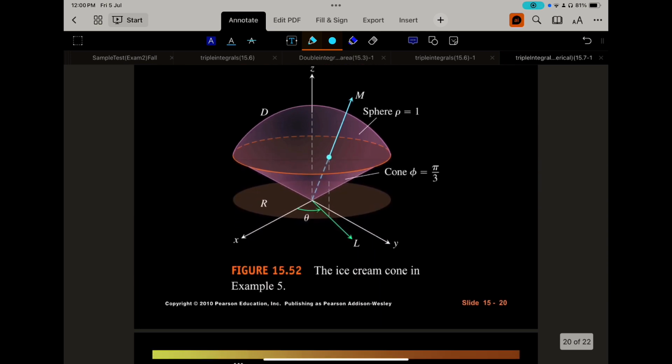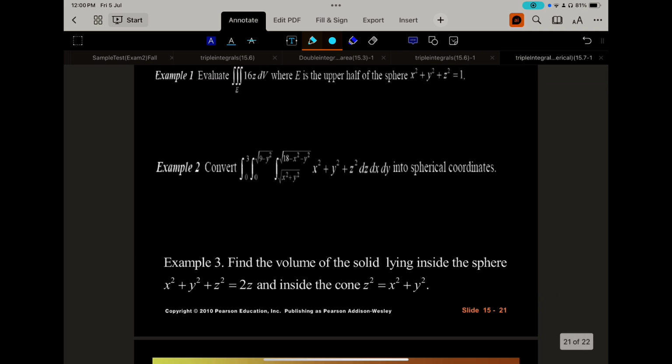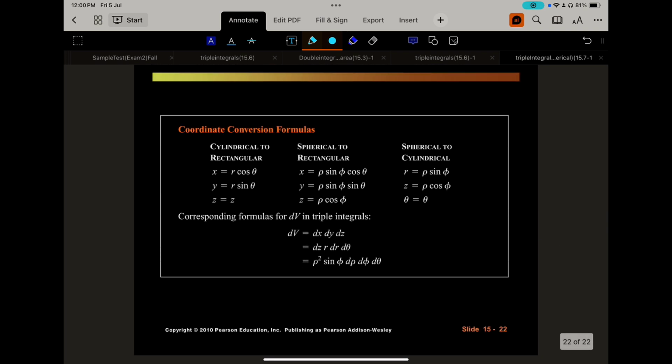This is our sphere. This is our cone. Phi equals pi over 3, rho equals 1. Ice cream cone, example 5. And these are the conversion formulas. If you want to take a look at them, try to memorize them, since we will need them a lot in our spherical and cylindrical coordinates.